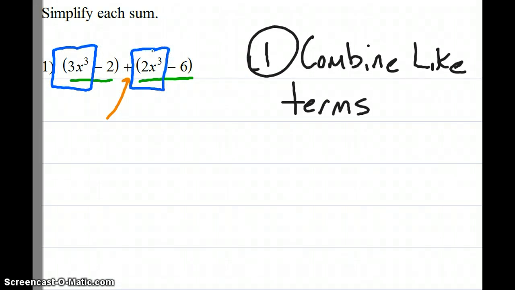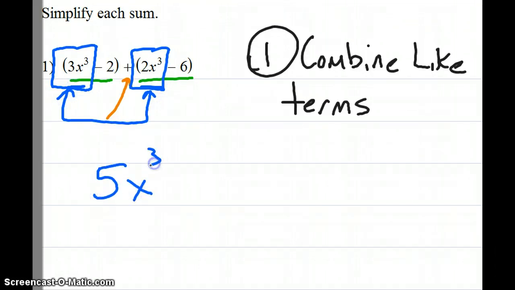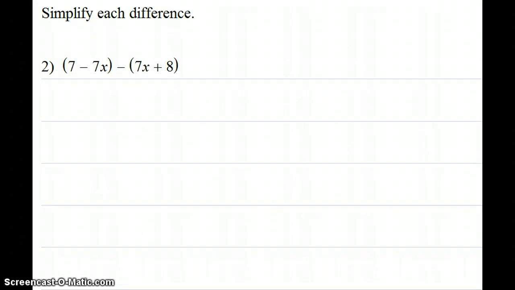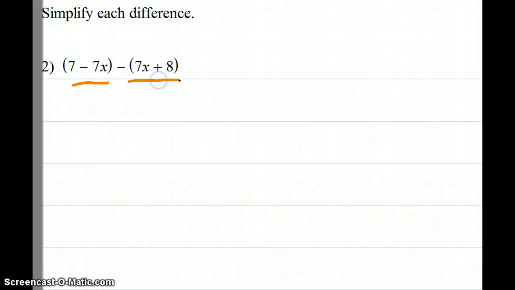We talked about how we take care of exponents, but when we're adding like terms, think of this as we have 3 of these and 2 of these, so that would end up with 5 of those. And are there any other terms that look alike? This -2 and this -6 look alike to me, so we combine those and make it a -8. So when we're looking at problems that are polynomials, again, this is a binomial and a binomial.